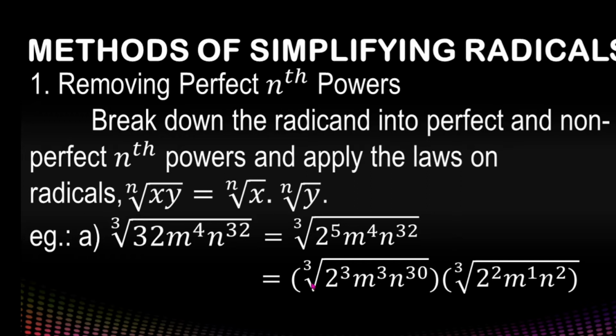So as you can see, the first factor is a perfect nth power, while the second factor is a non-perfect nth power. Applying the laws on radicals, therefore we have 2m n raised to 10 times the cube root of 4m n squared.